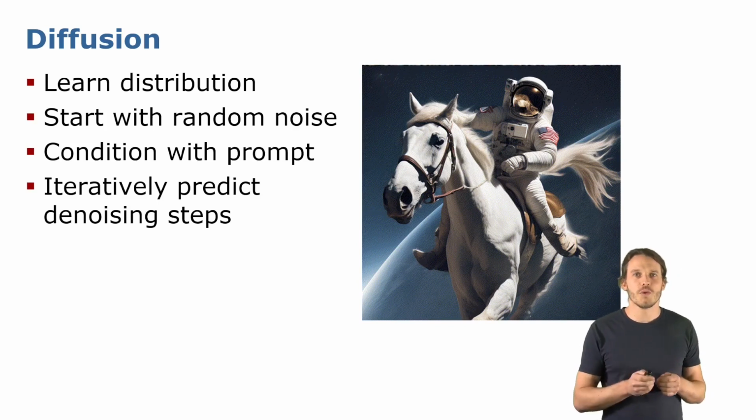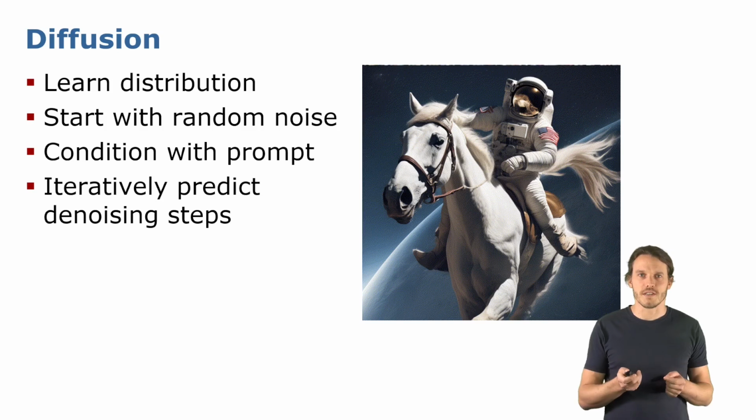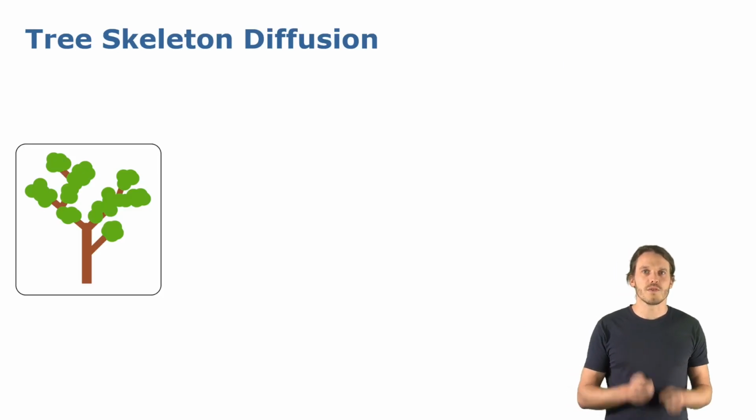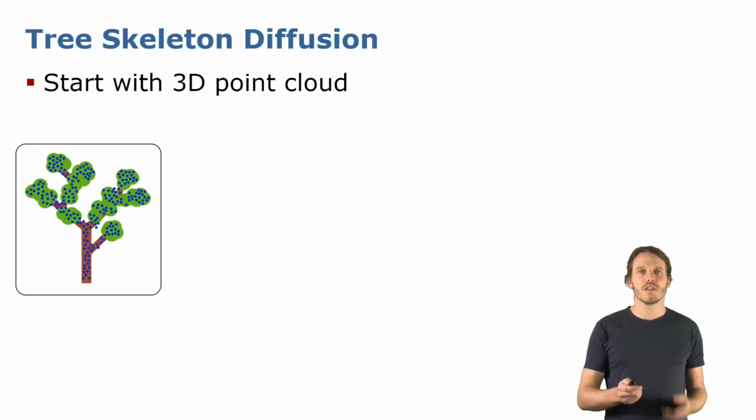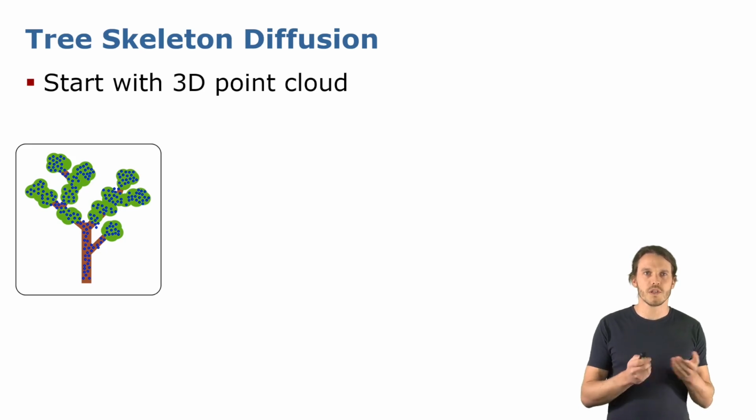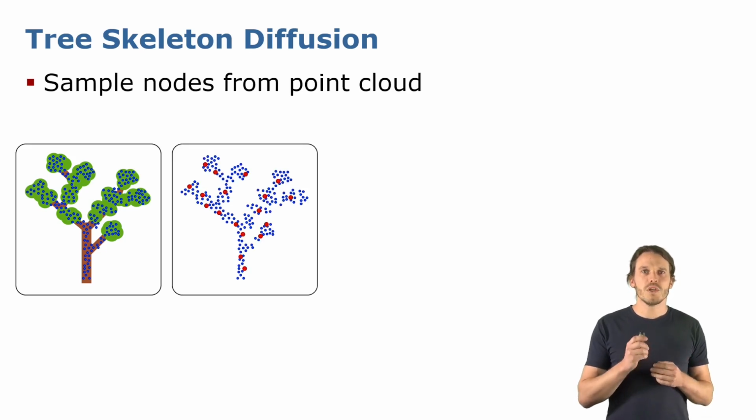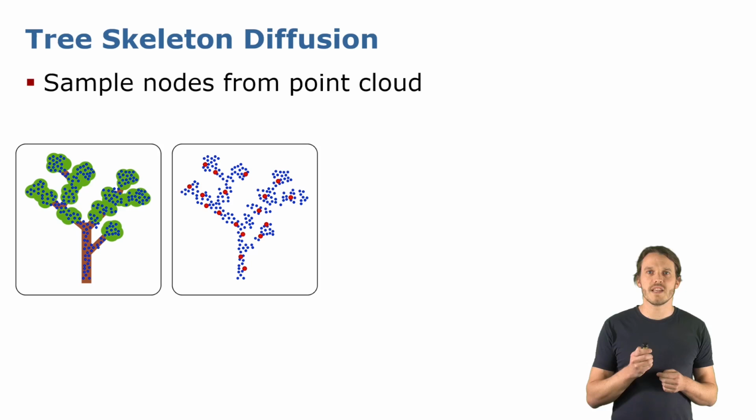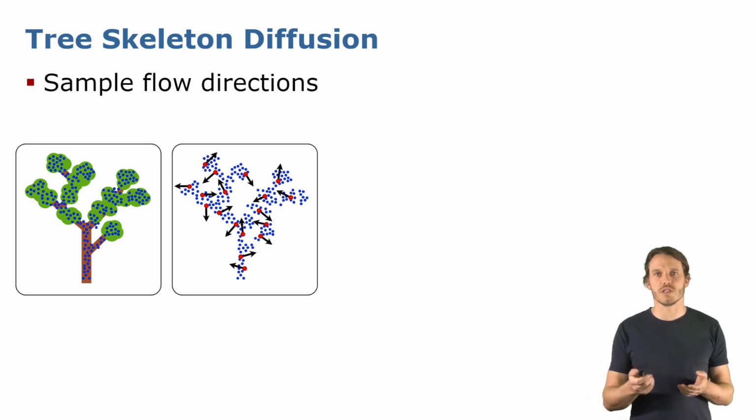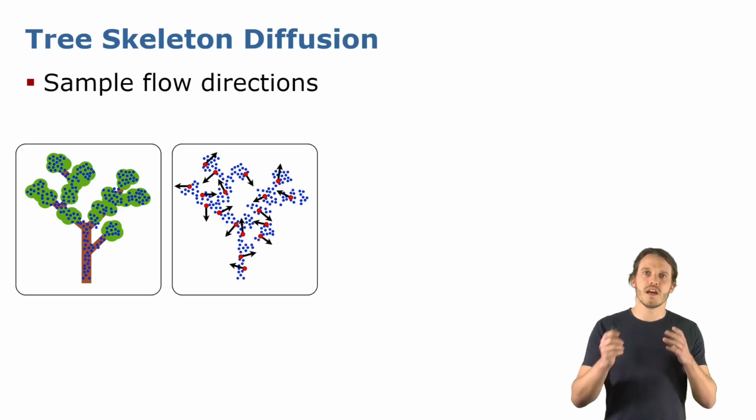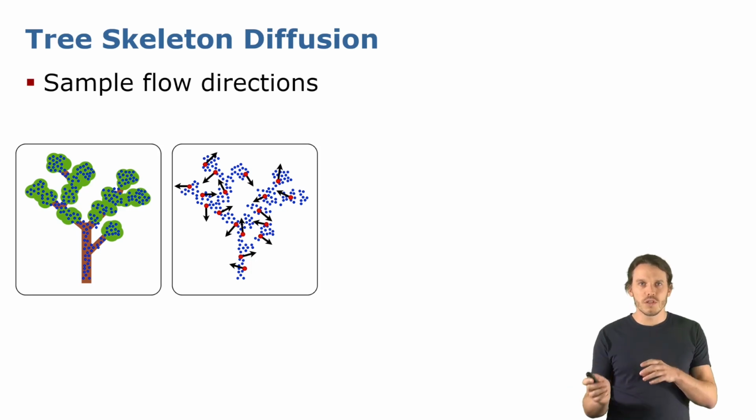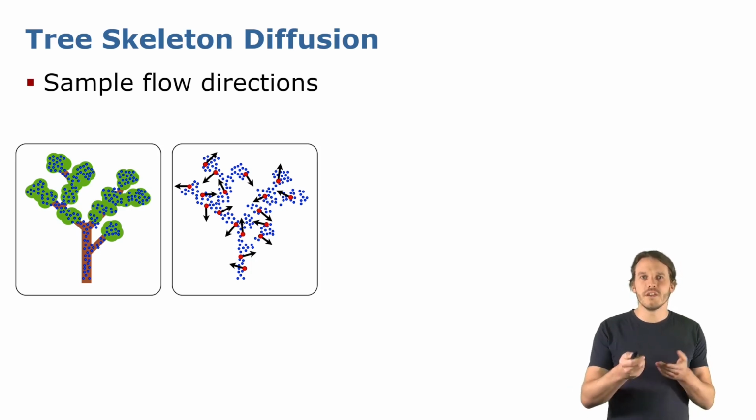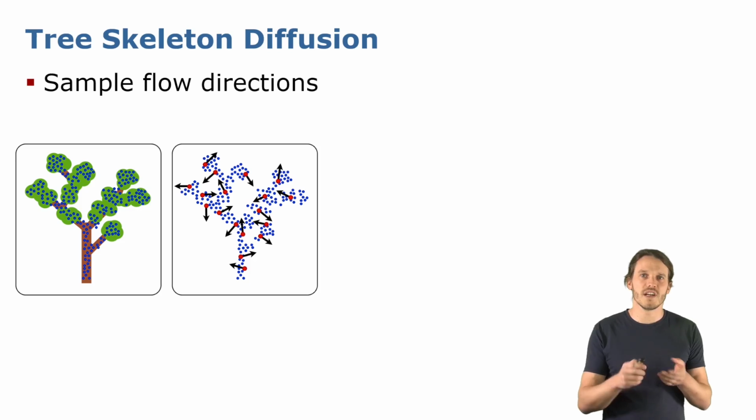So let's have a look at how we adapted this to infer actual tree skeletons. To reconstruct the skeleton of this tree, we start with the point cloud of the tree, here in blue. Then we sample random nodes from the point cloud as initial guess. You see them here in red. And then we sample what we call the flow directions. These are offset vectors that after convergence point from each node to the parent node. However, here you still see the initial guess, therefore they are still pointing all in random directions.